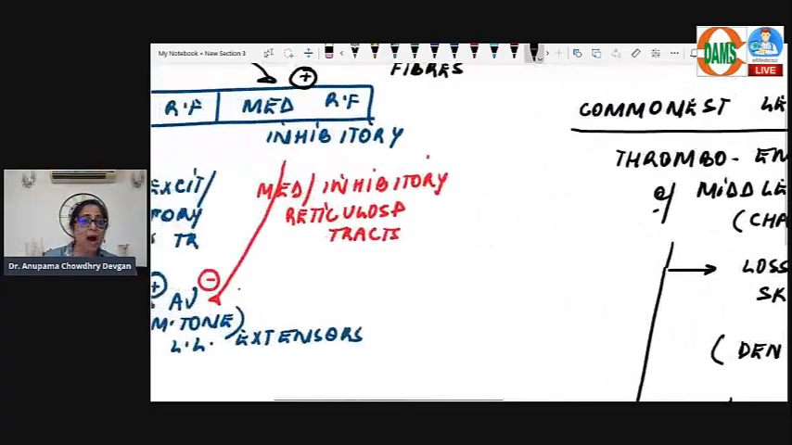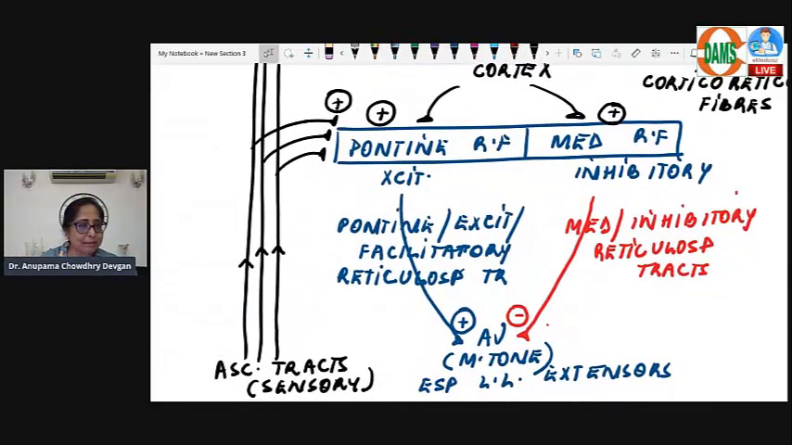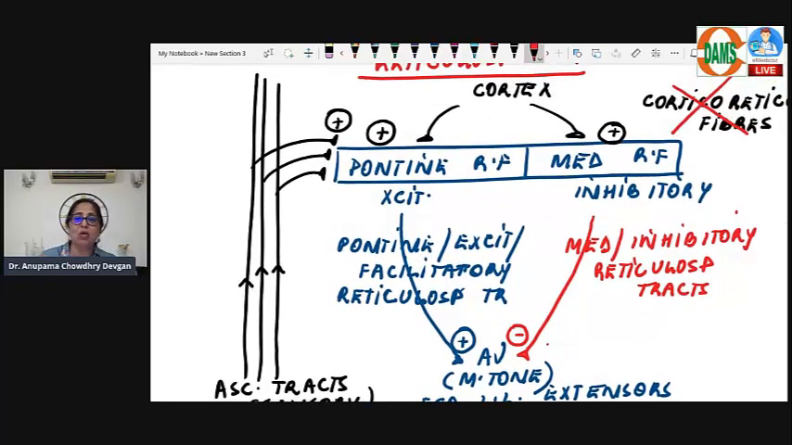Now let's try and understand, why is there going to be increase in muscle tone? If there is a lesion of the internal capsule, corticospinal tracts will be affected, and corticoreticular fibers will also be affected, right? Corticoreticular fibers are also passing through the posterior limb of the internal capsule. So these are affected. That means what? That means this connection is gone. The excitatory fibers from the cortex to the pontine reticular formation and medullary reticular formation are gone. Corticoreticular fibers are destroyed.